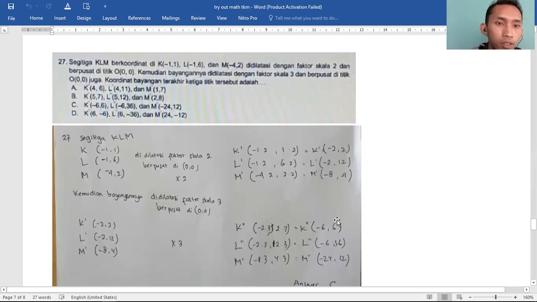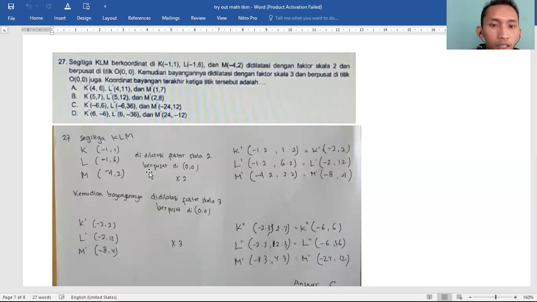Next, number 27. Segitiga KLM, koordinatnya K, L, dan M. You can see from here. I rewrite it. Didilatasi faktor skala 2 di titik 0,0. What does it mean? Dilatation is expanding. So you just need to multiply all the parts of the coordinate. Dilatasi faktor skala 2 artinya semuanya ini dikalikan 2.